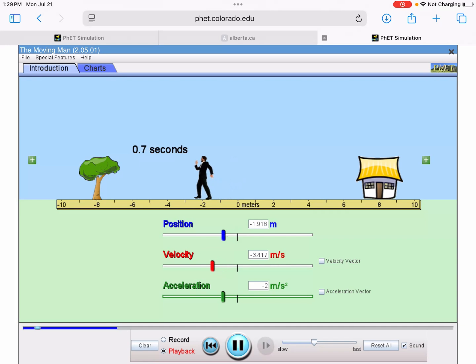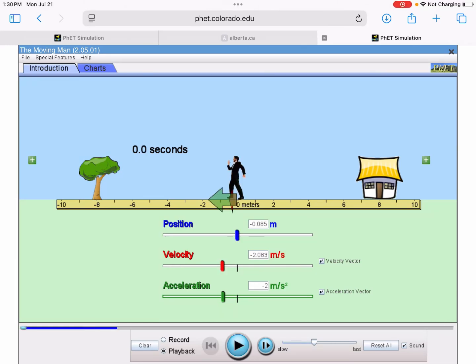If I press play, after 1 second, he started out at -2 meters per second. Now he's at -4. After 2 seconds, he went from -4 to -6 meters per second. After 3 seconds, whoops, I overshot it a bit. He went from -6 to -8, right? You see that? -2, -4, -6, -8. His velocity is just changing by the same amount each second. And that amount is what we would call his acceleration.